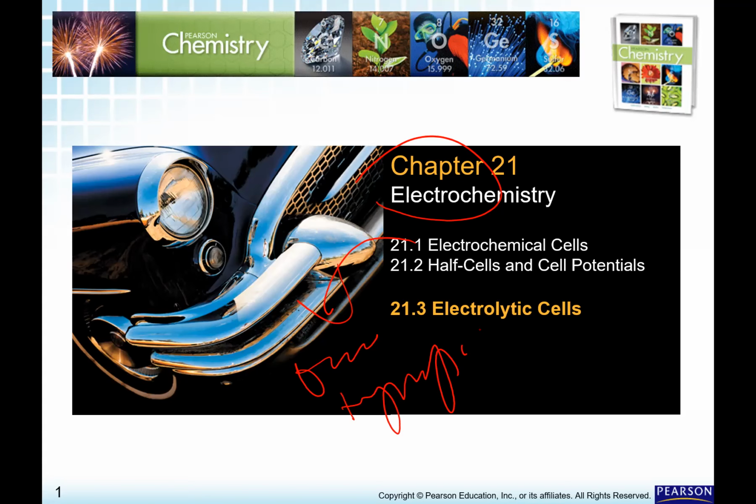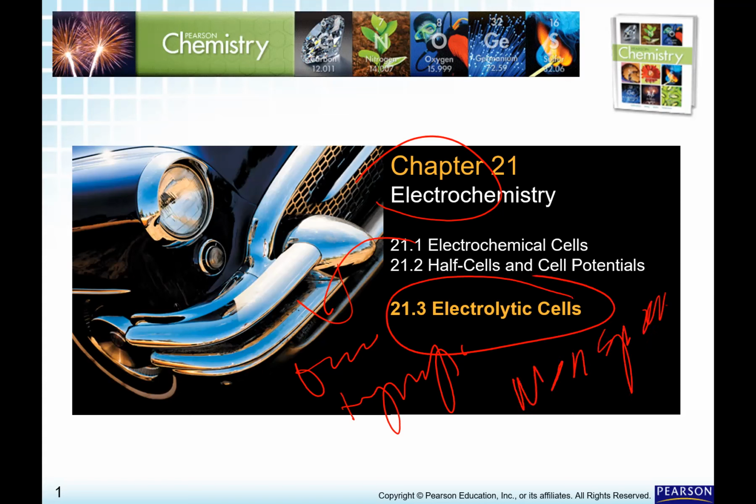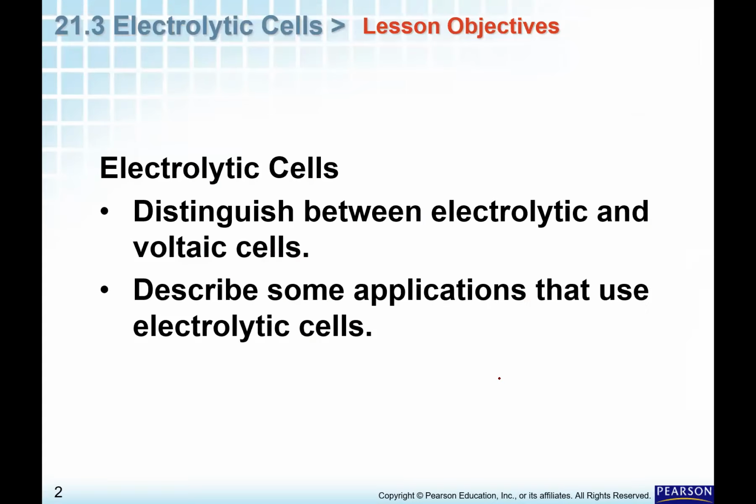Now, today we are talking about the second type, which is the electrolytic cell, in which we have a non-spontaneous reaction that is enforced in order to go, and that is by applying energy in a form of electrical energy.